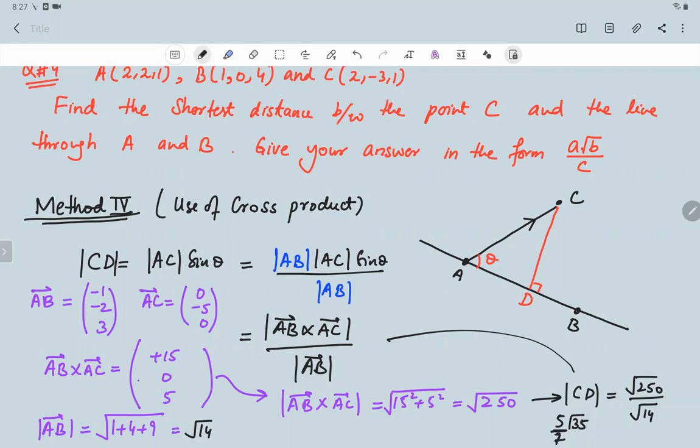This is the most mature approach, the shortest possible method. And people who want to get distinction follow this method.